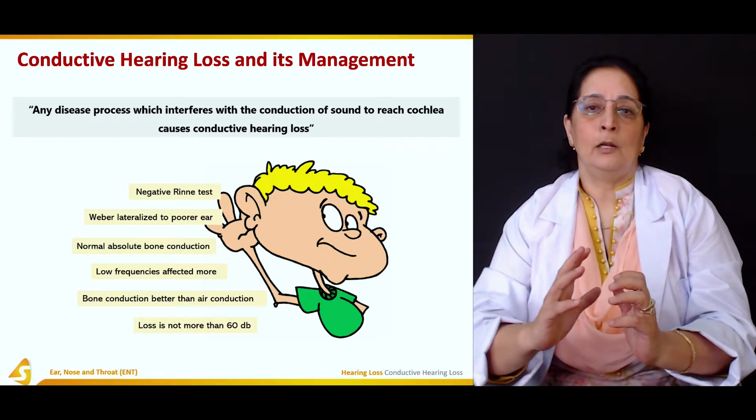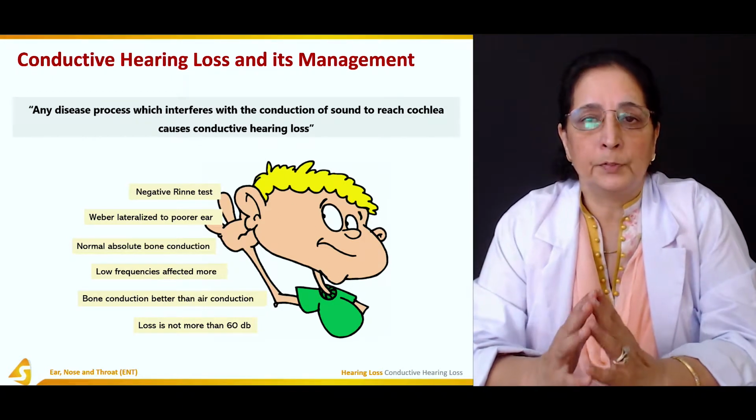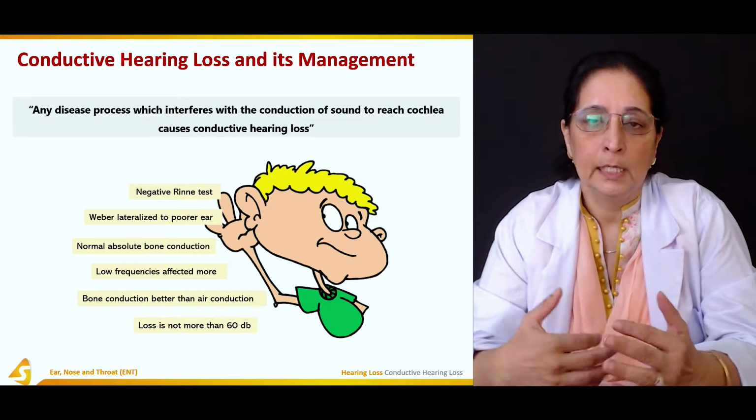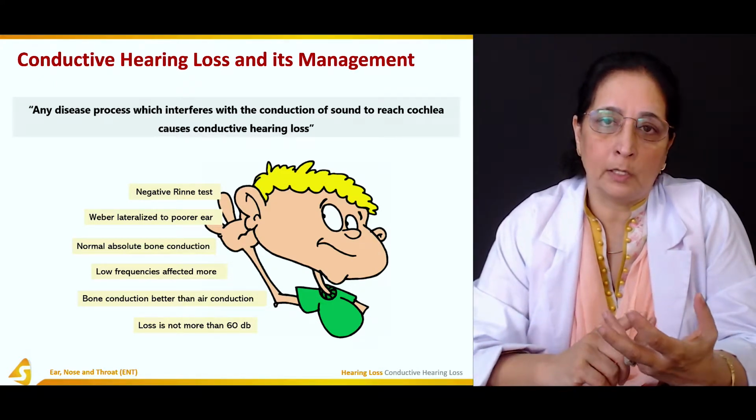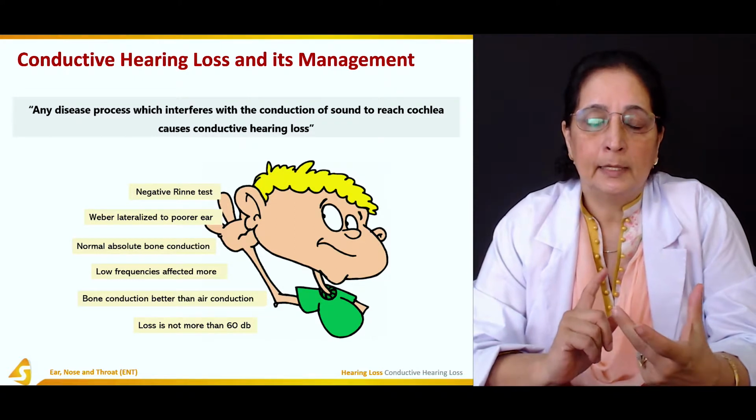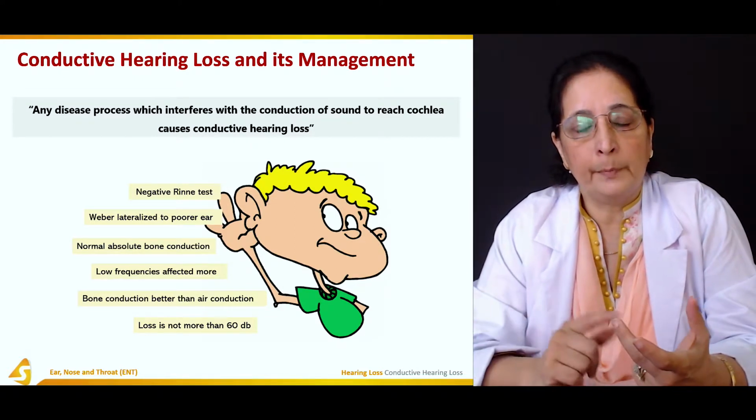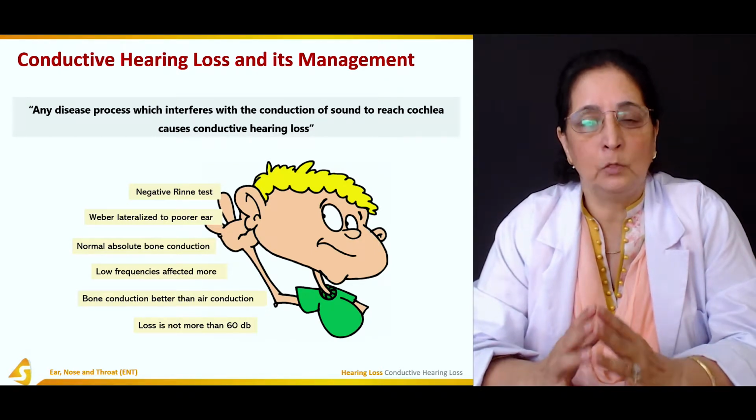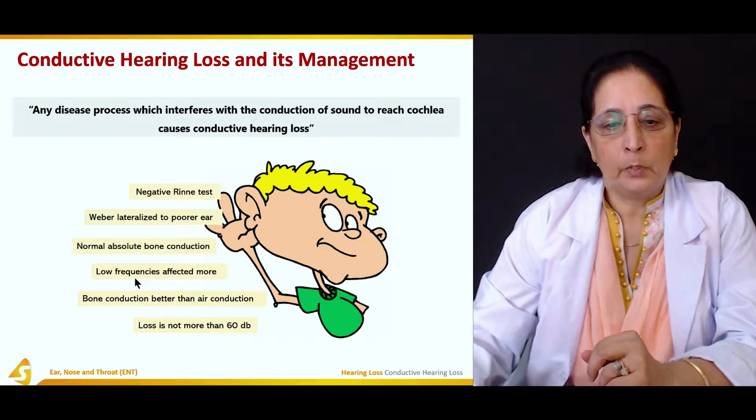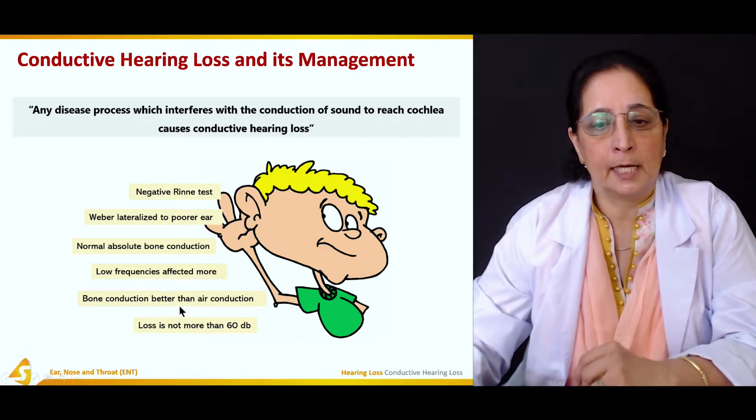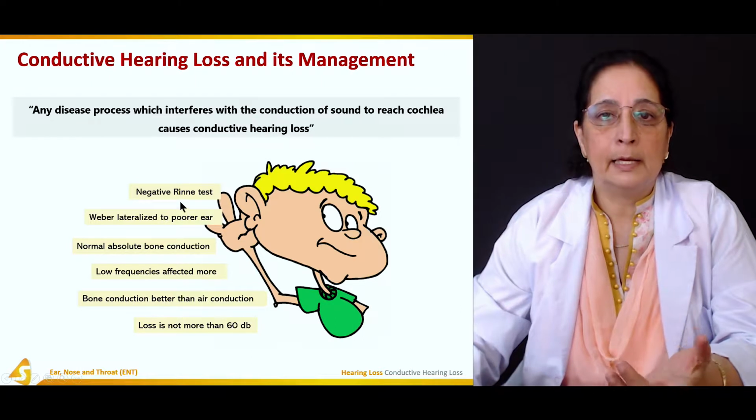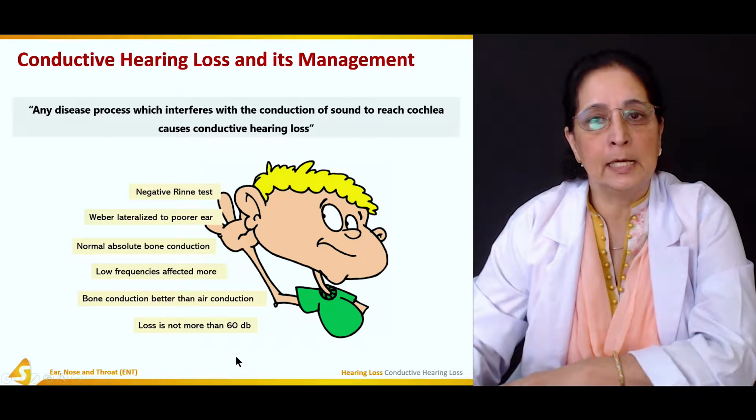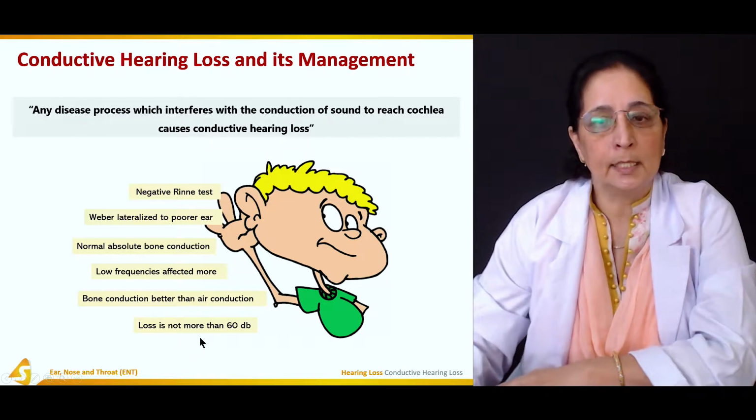So conductive hearing loss is due to obstruction in the conduction of sound waves to the cochlea. Certain features are important: negative Rinne test, Weber lateralized to the poor ear, normal absolute bone conduction, and bone conduction better than air conduction, which is also a negative Rinne test. And the loss of hearing is not more than 60 decibels.